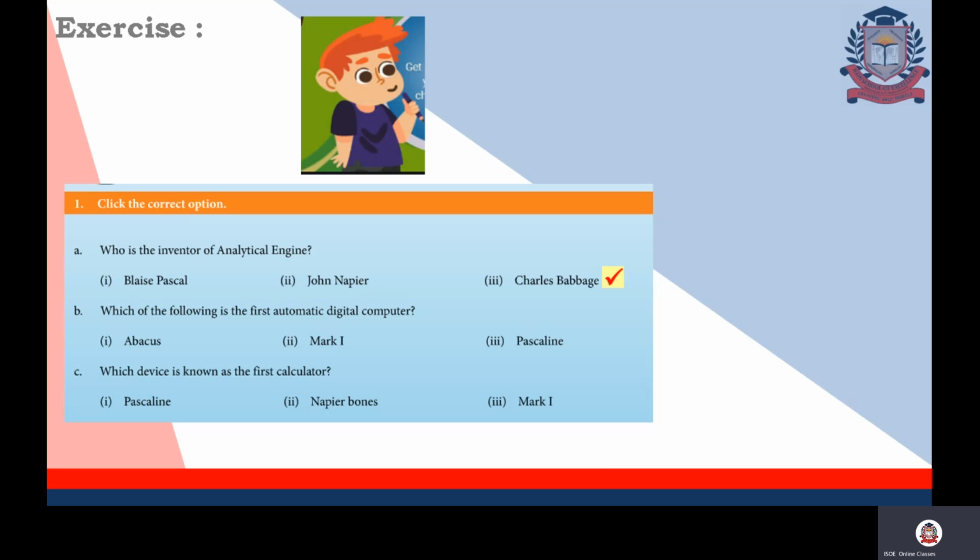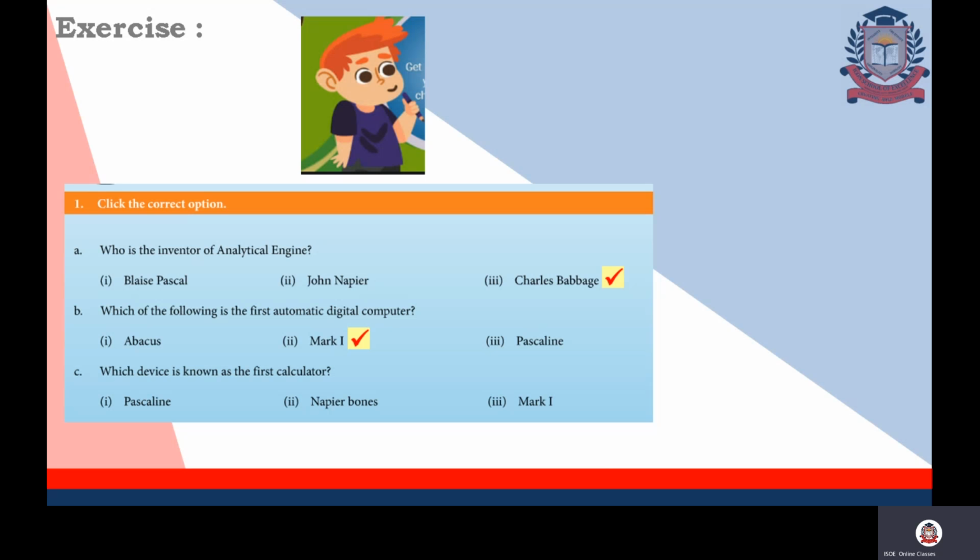Very good. Which of the following is the first automatic digital computer? Which one is the first automatic digital computer? Is it Abacus, Mark I, or Pascaline? It's Mark I. Very good. It's the first automatic digital computer.